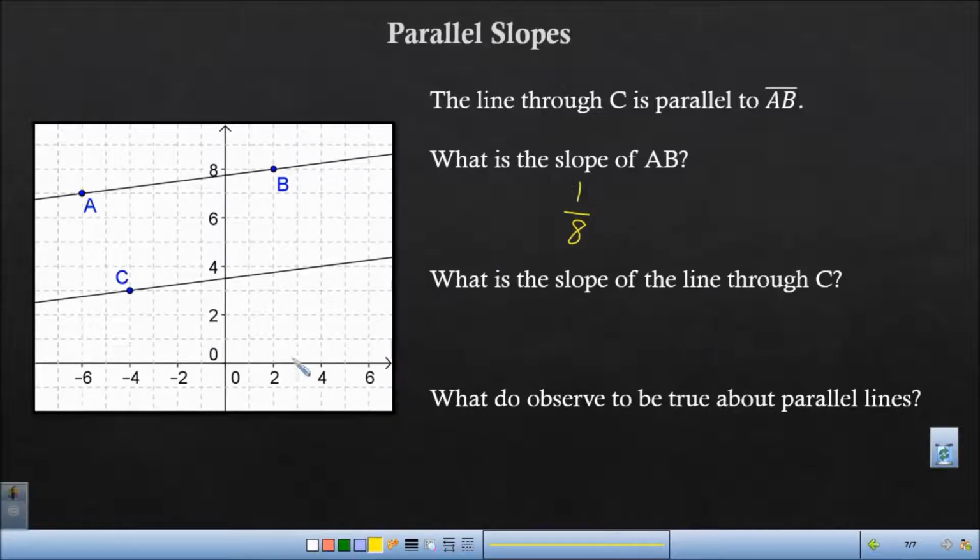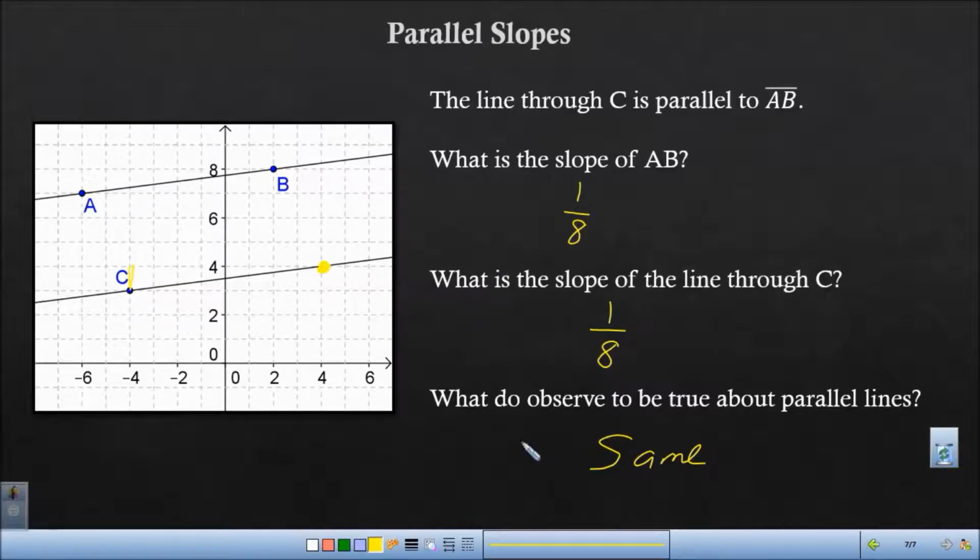And let's do the same thing for the line through C. That's up 1 unit and over 2, 4, 6. I find an intersection here at 8. So this is 1 over 8 as well. So we might observe that with the two parallel lines here, the slope appears to be the same. This, of course, is just a conjecture. It's not a proof, although it does happen to be true, and we're going to take it as true for the purposes of moving along in class. So the slopes of parallel lines are the same.